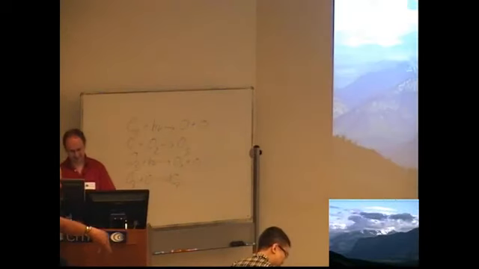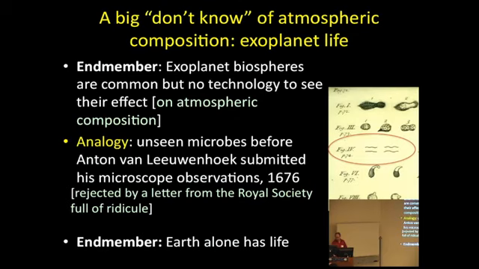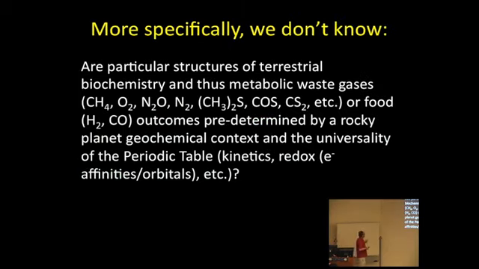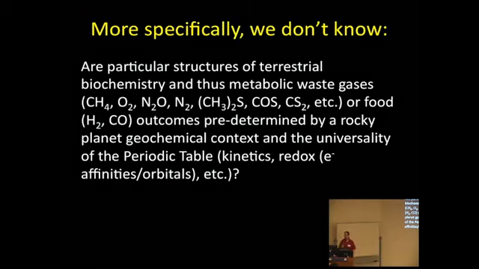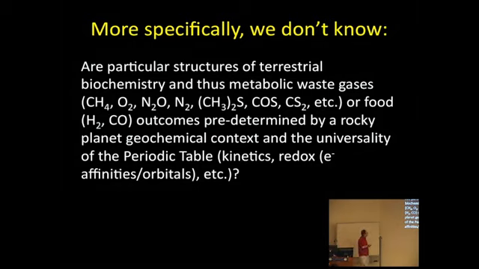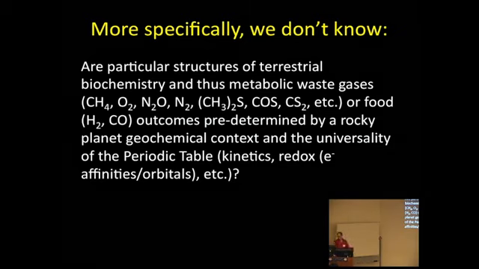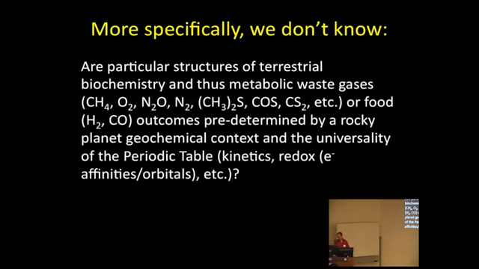And so that's why we're particularly interested in this don't know question. But when we think of Earth, there are some people with Nobel Prizes who say that particular structures of terrestrial biochemistry and metabolic waste gases, or the food, might actually be predetermined by a planet's geochemical context, the universality of the periodic table, kinetics, redox, affinities, orbitals, etc. So that's something that people in the origin of life community are interested in, and they may be coming at it from a computational chemistry point of view, whereas in planetary science, we're looking at it from an observational point of view.